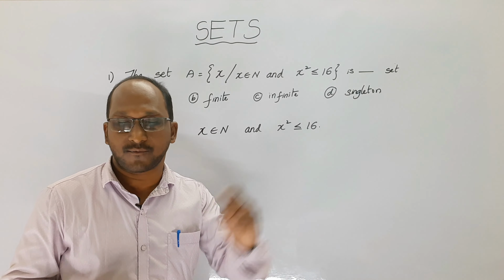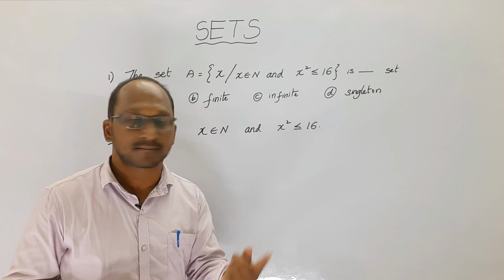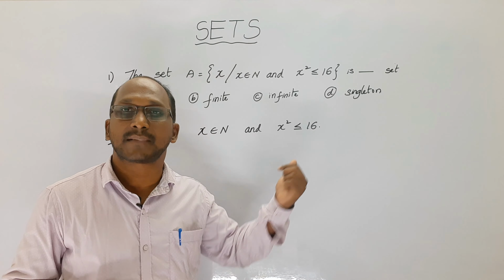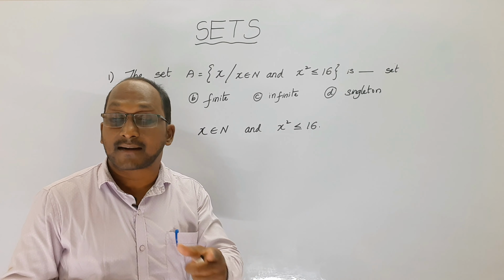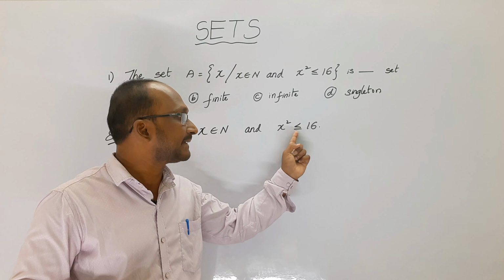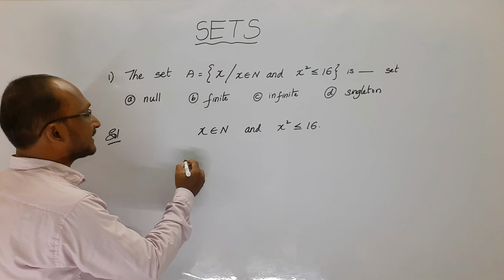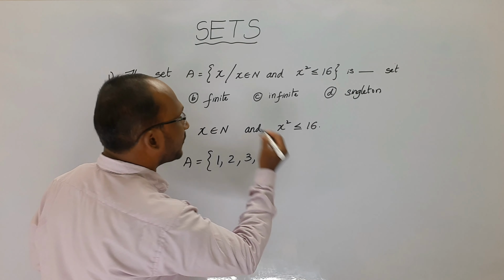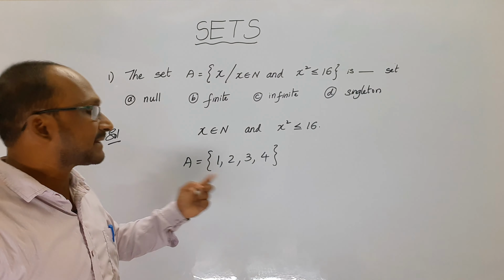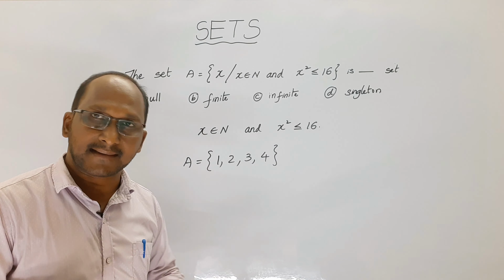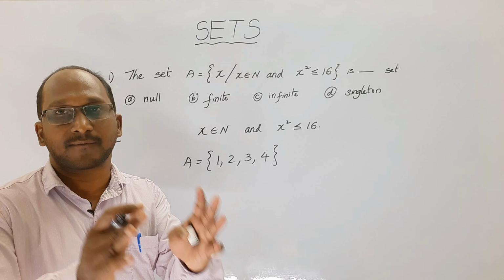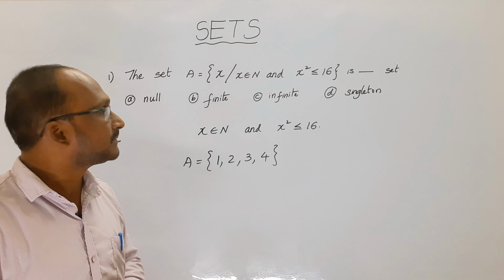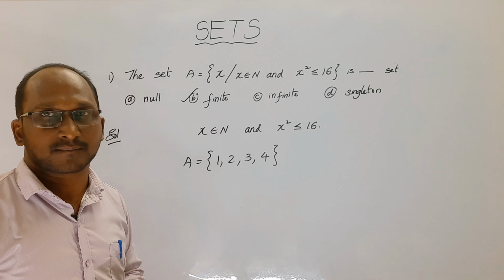That is 1, 2, 3 and 4, because 1 square is 1 which is less than 16. 2 square is 4, less than 16. 3 square is 9, less than 16, and 4 square is 16, that is equal to 16. That's why here we can say that the elements in the set A are 1, 2, 3 and 4. Now tell me, is it a null set? No. Is it a finite set? Yes, because there is a limited number of elements in the given set A. That's why we can say that it is a finite set. That's why option B is the correct option.